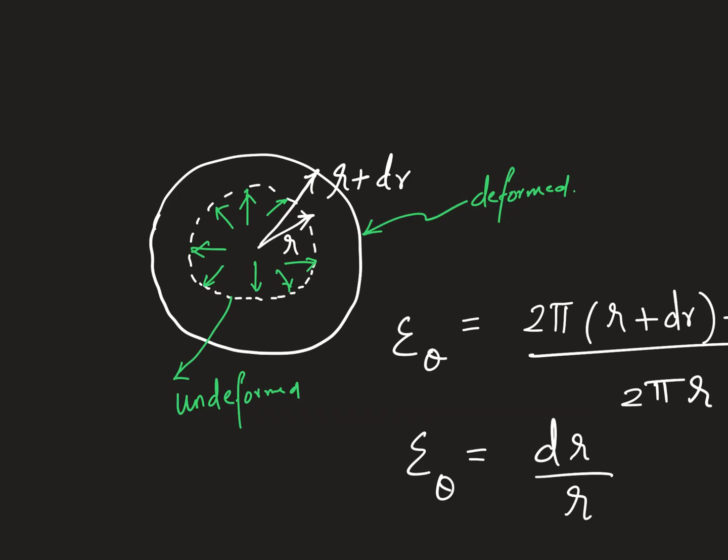Now from this it is clearly evident that the perimeter of this particular circle is more compared to the perimeter of this particular inner circle, which corresponds to the undeformed configuration. Clear? So in effect there is a change in length in the hoop direction. Okay, there is a change in length.